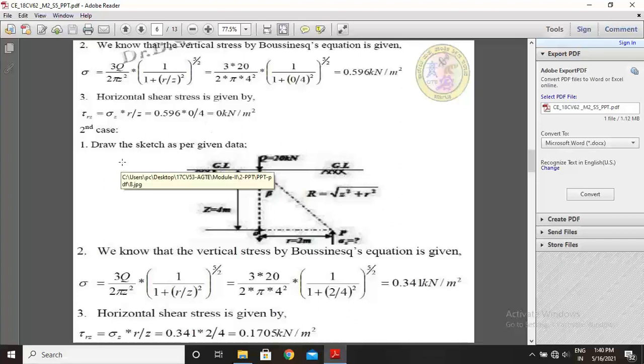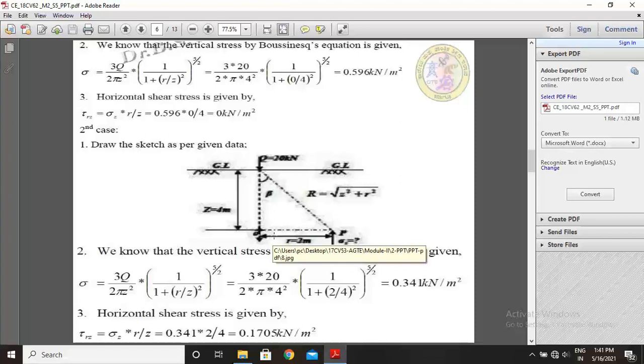See second case. Follow the same steps. Draw the sketch as per given data. Okay, so this is ground level. So here R is there, R equal to 2 meters. You locate P point and calculate sigma Z equal to how much at a depth of Z equal to 4 meters.